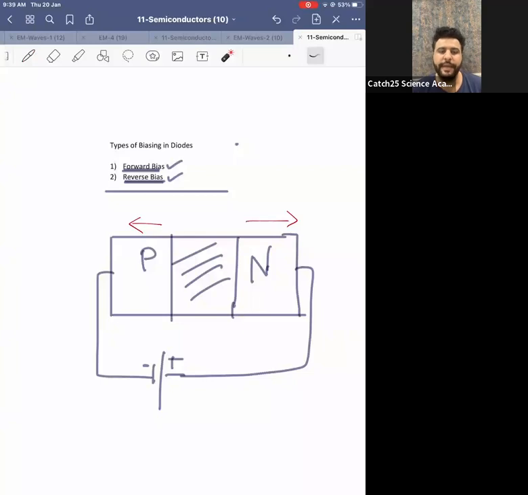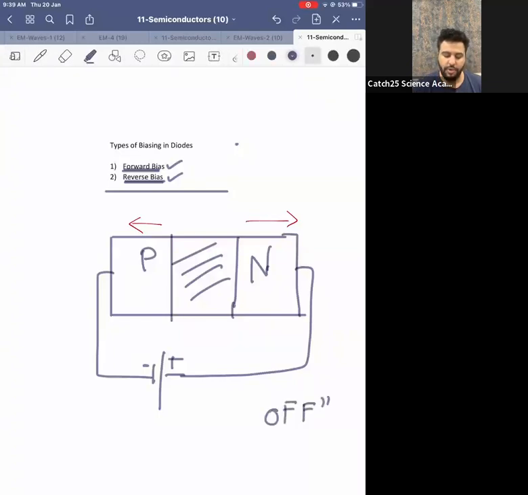In forward bias, what was happening? Holes and electrons were coming towards each other. In reverse bias, what is happening? Holes and electrons are going away from each other. Therefore, since they are going away from each other, they do not combine. And since they do not combine, no current is generated. In forward bias, they were combining, so current was getting generated. In reverse bias, they are not combining, so current is not getting generated. And that is why this condition is referred to as off condition.